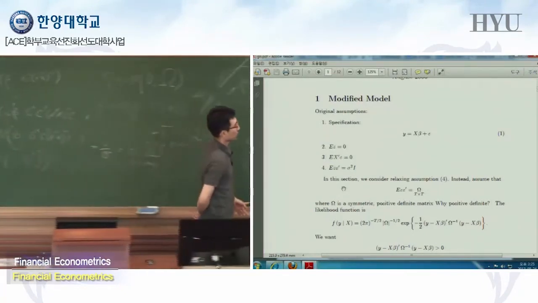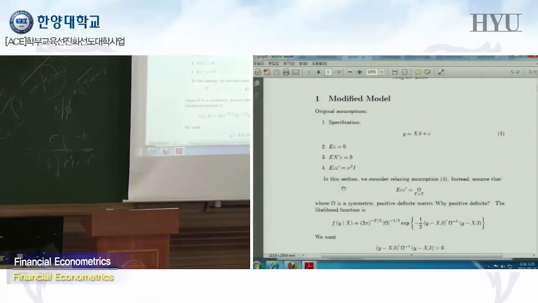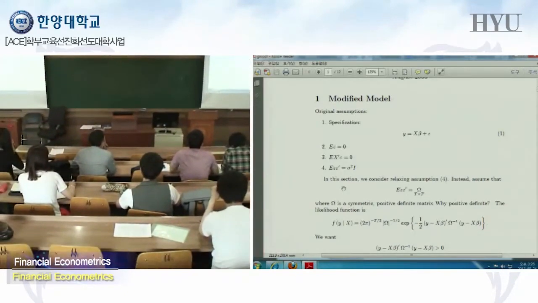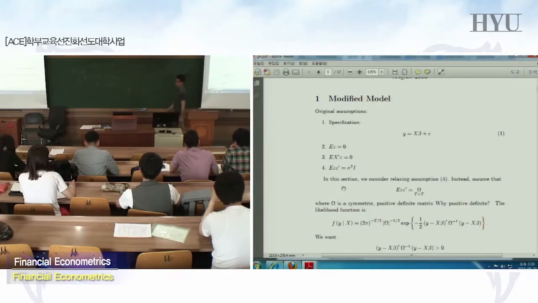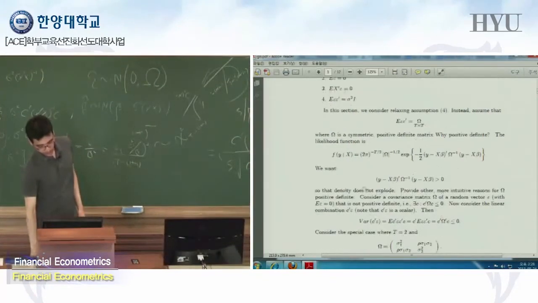So this is a likelihood function or probability density function. It depends on perspective anyway. So in this case, it is a probability density function for y, in which the mean is x beta and the variance-covariance matrix is omega. Okay. And then we want this one to be always greater than or equal to 0, so that the density does not explode.